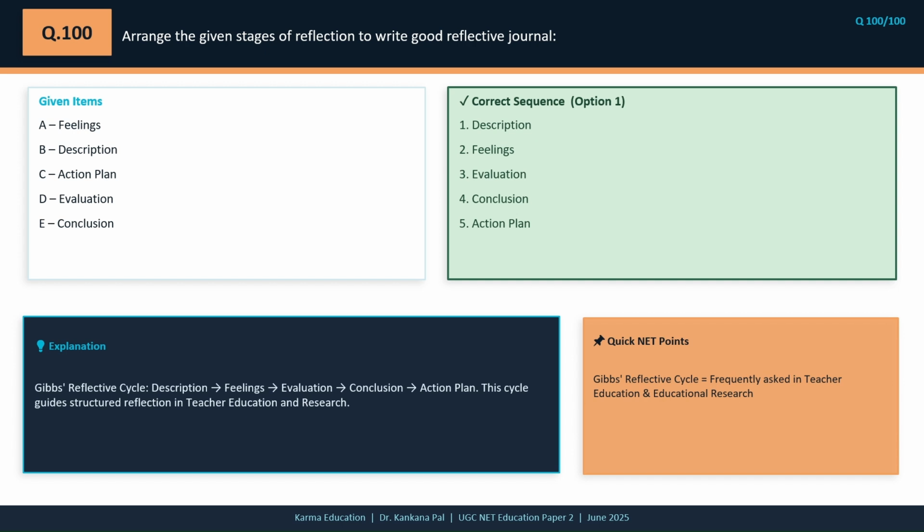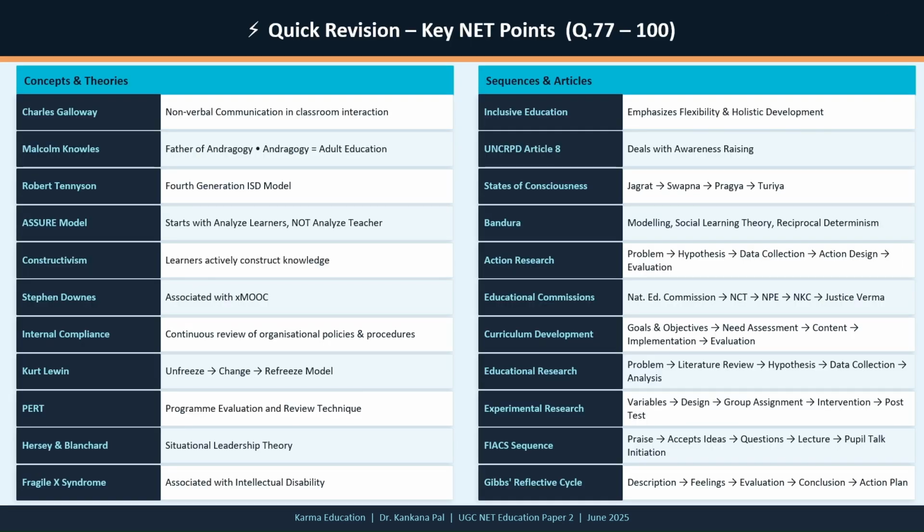Well, according to Gibbs' reflective cycle, reflection starts with description, followed by feelings, evaluation, conclusion, and finally action plan. A quick NET point: Gibbs' reflective cycle is frequently asked in teacher education and educational research. Excellent. We have now completed questions number 77 to 100. Let's do a quick revision of the important points we learned.